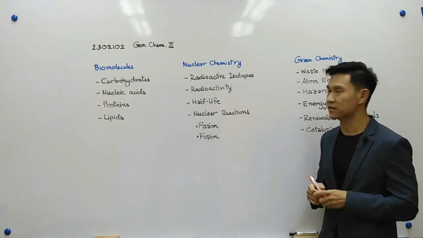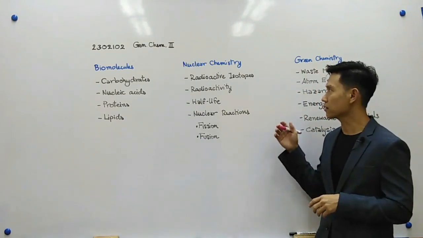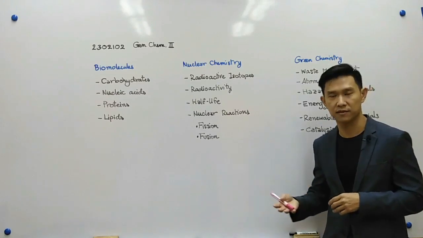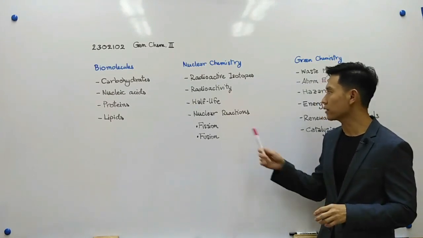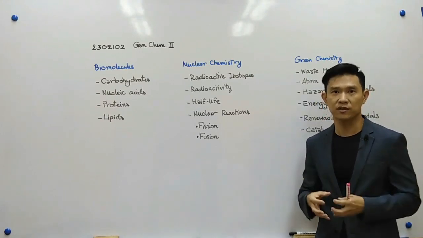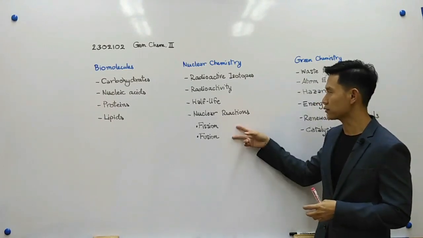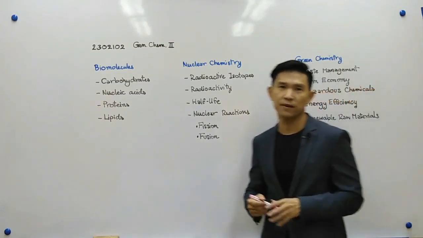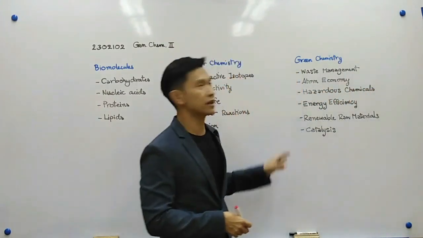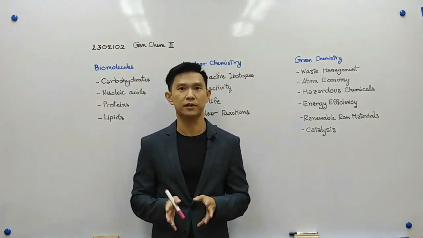We will start the chapter with the radioactive isotope and radioactivity, alpha, beta and gamma radiation, things like that. And after that, we will look at the reactions in the nucleus, which can be divided into fission and fusion. And then the last chapter that we'll talk about is the green chemistry. It's a part of environmental chemistry.